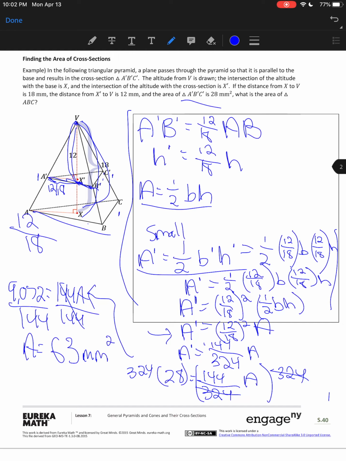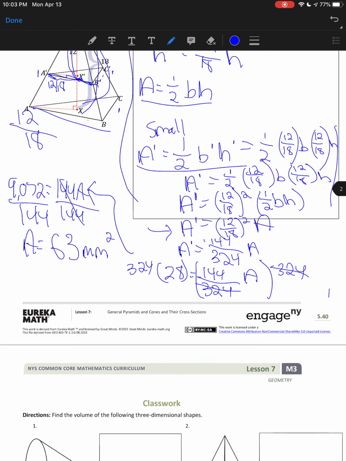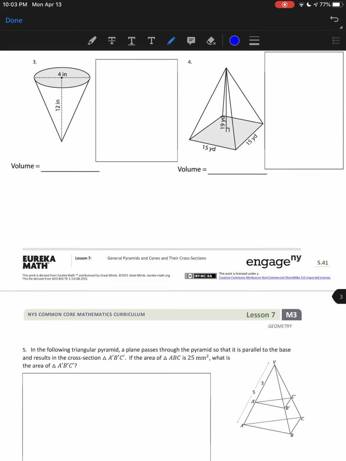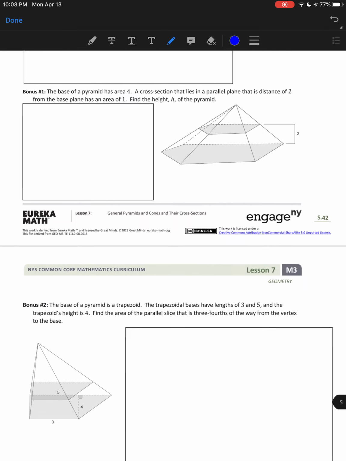All right, so I know that was rather challenging there, but good job focusing on that. I know that was a lot. So now you can look down here and you'll have different problems you can work on. This will be your classwork.